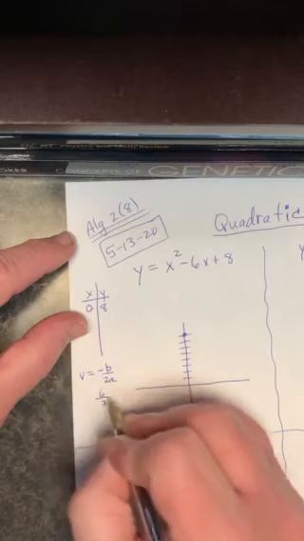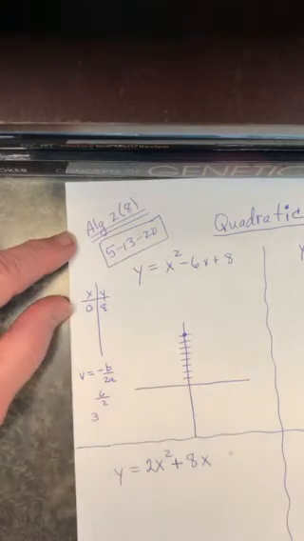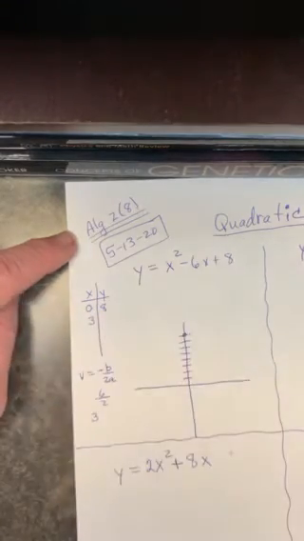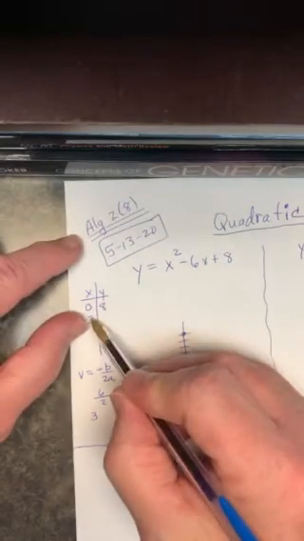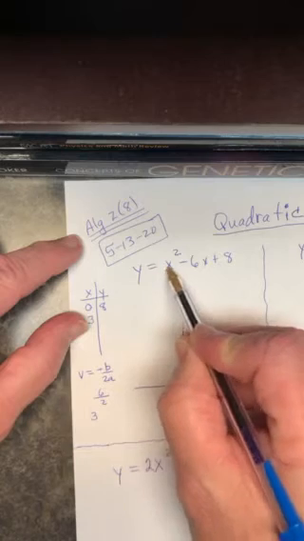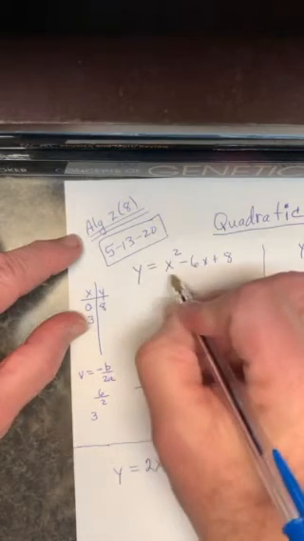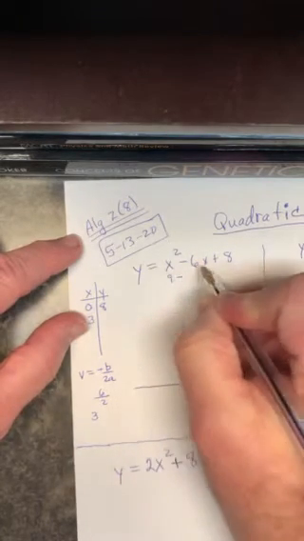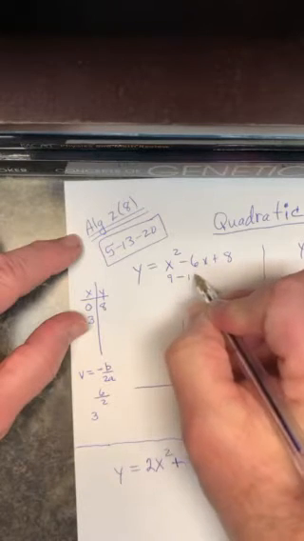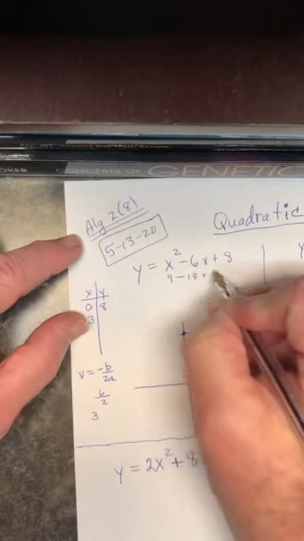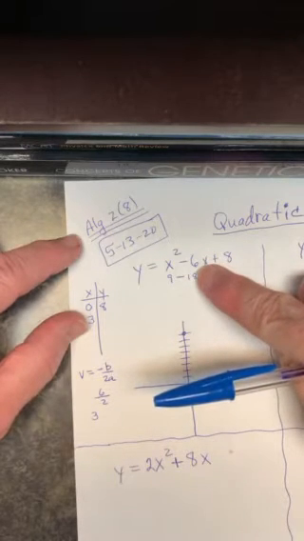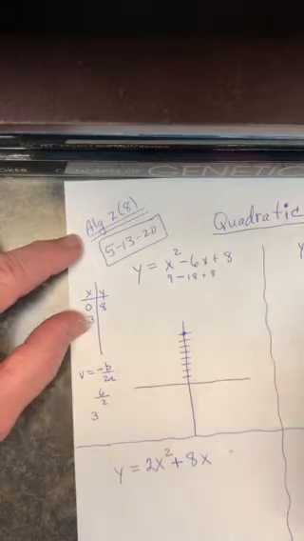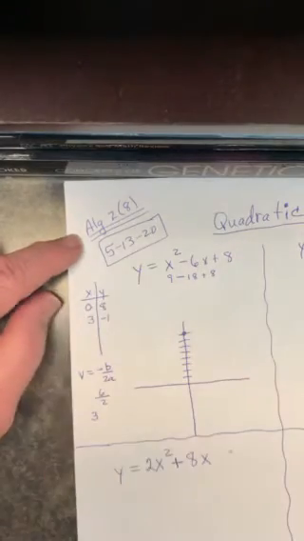So my vertex has an x-coordinate of 3. So 3 is the next number I put on my table for my vertex. And I actually take 3 and I go plug it in for x. 3 squared, okay, is 9. Minus 6 times 3 is what? 18. Plus 8. Add those up. 9 minus 18 is what? Negative 9. Negative 9 plus 8 is -1.